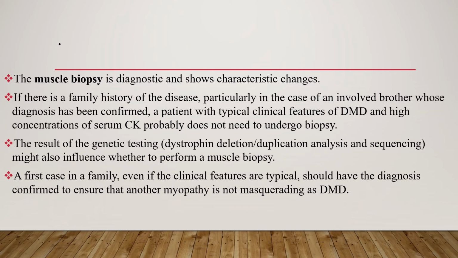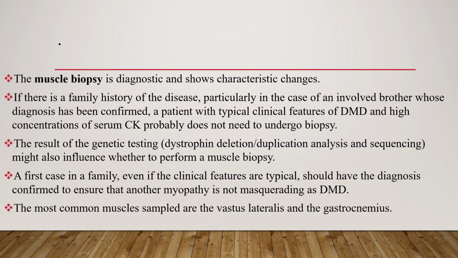A first case in the family, even if the clinical features are typical, should have the diagnosis confirmed to ensure that another myopathy is not miscoded as Duchenne muscular dystrophy. The most common muscle samples are taken from the vastus lateralis and the gastrocnemius.